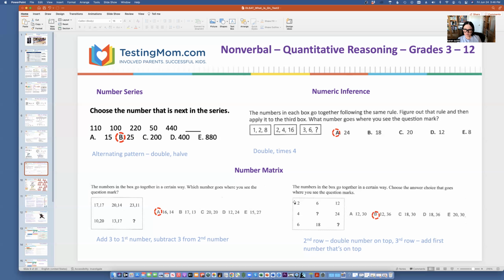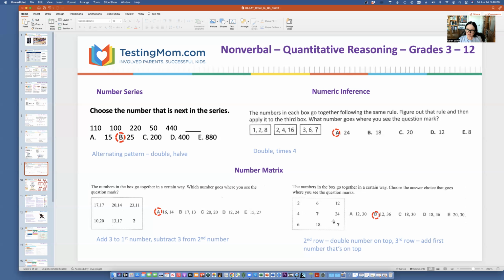So we double the number on top and it becomes 4. And then we add the first number, which is 2, to this to get to 6. So if we double this, it's 12. And then we add 6 and it's 18. And then if we double this, it's 24, add 6, and add the first number, and it is 36. So that's how we get to this.